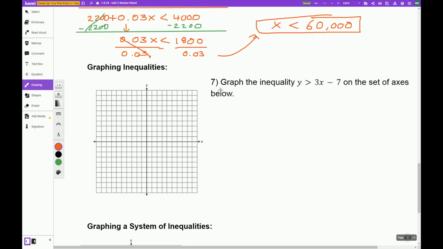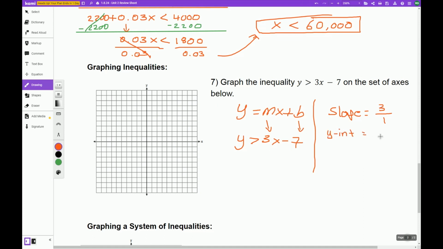Okay, guys, we're going on to graphing an inequality. So this one is just one inequality. I'm going to graph it on the axis below. If I look at this, this is actually already in slope-intercept form. Remember, y equals mx plus b. We have y is greater than 3x minus 7. And before we even graph, I want to label some stuff about this. I can see the m lines up with my 3, so my slope is 3 or 3 over 1. That's right here. My y-intercept b is negative 7.